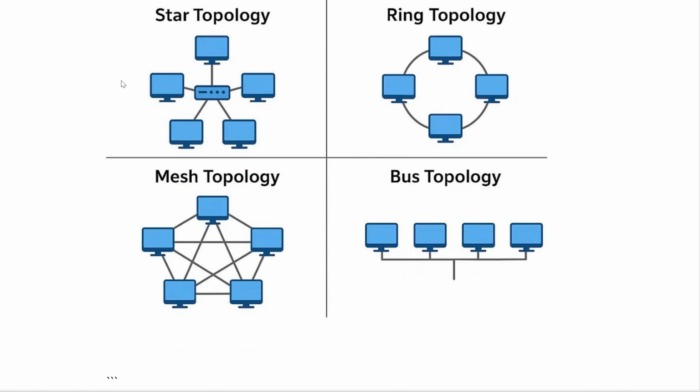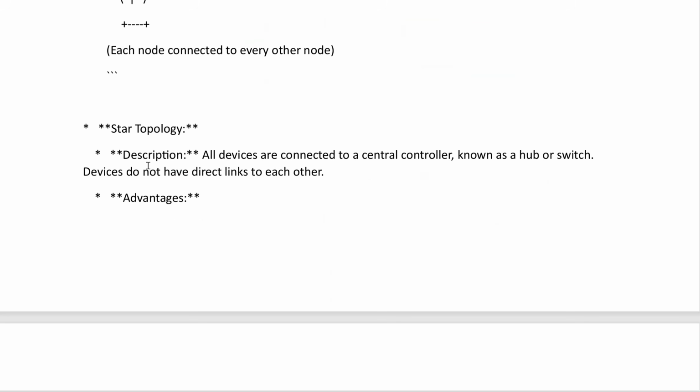So these are the diagrams of each of the topologies. Star topology, as you can see, is in the form of a star. Ring topology is in the form of a ring. This is the mesh topology. Bus topology means in the form of a bus. As you can see here, this is the bus to which 4 devices are connected. So this is the diagram for all the topologies.